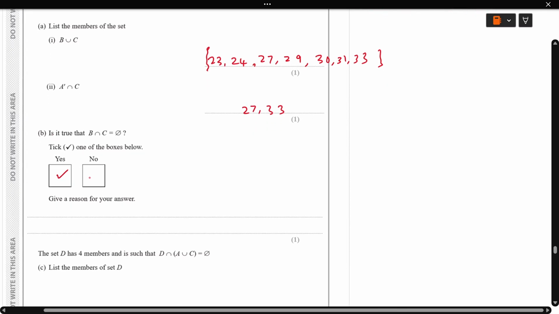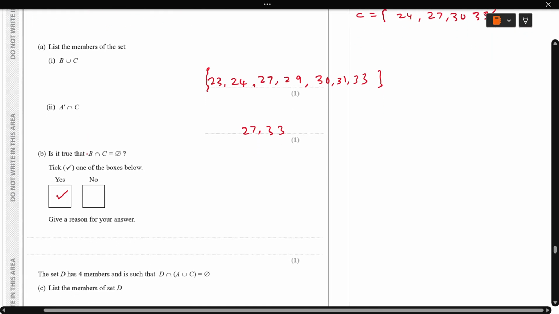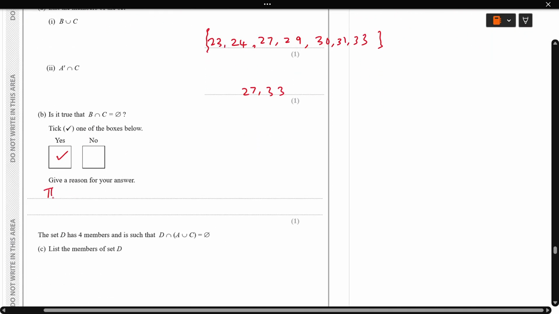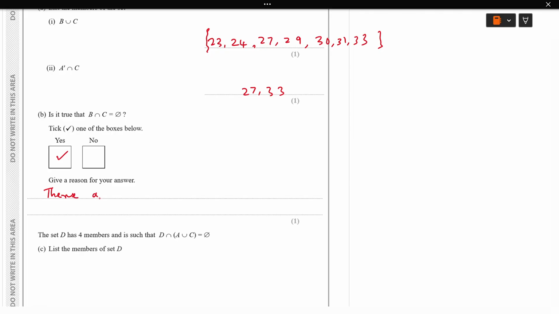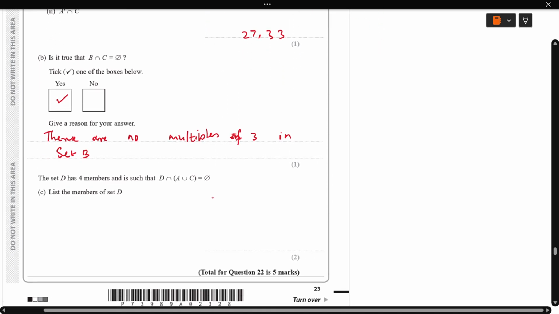Give a reason. There is no element in B that is a multiple of 3. So there are no multiples of 3 in set B. Okay, next.